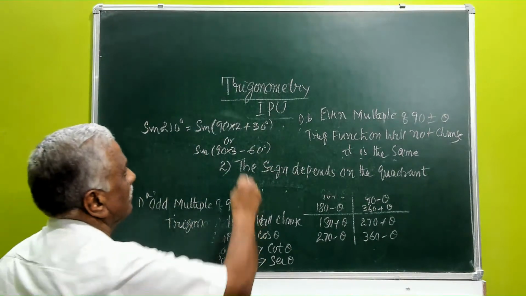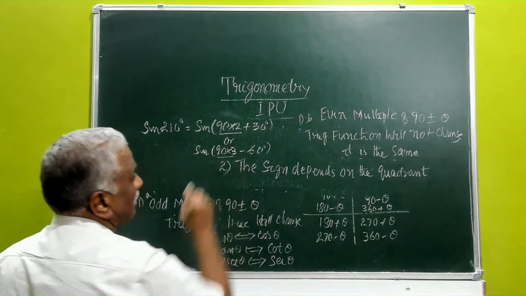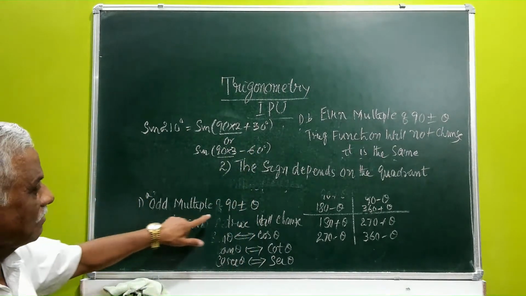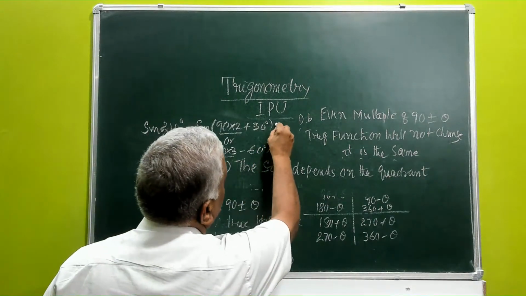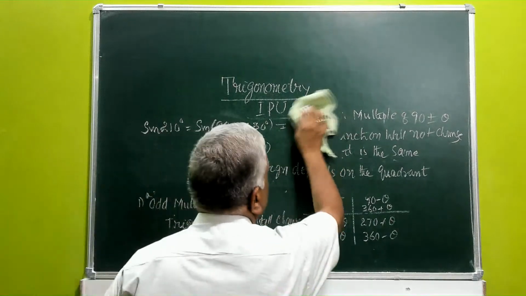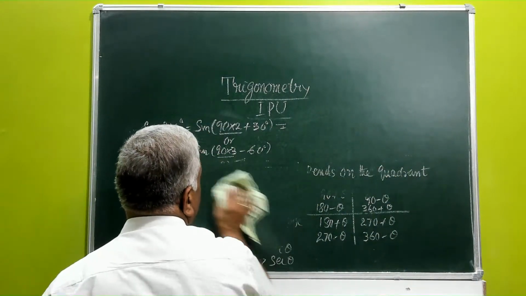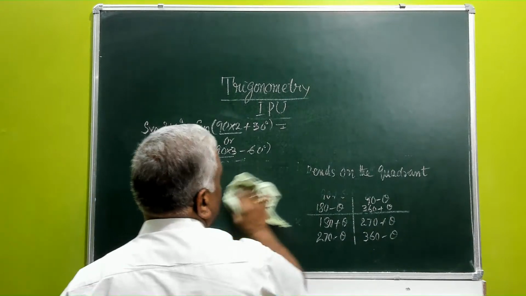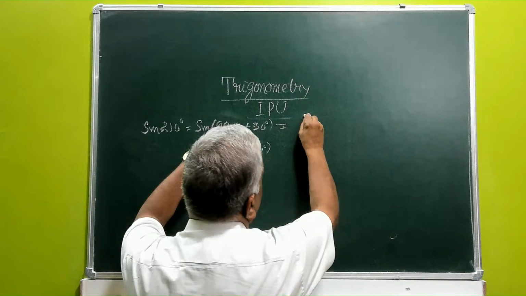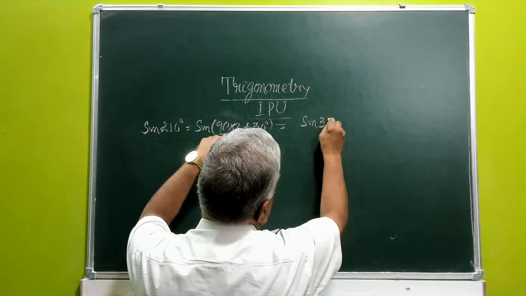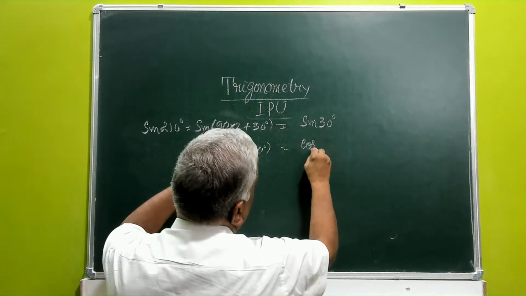Now, this is an even multiple of 90, and this is an odd multiple of 90. For an odd multiple of 90, the trigonometric function will change. Remember those points we have discussed: odd multiple it changes, even multiple it will not change. So it's an even multiple, sine should remain as sine. It's an odd multiple, sine should change to cos.